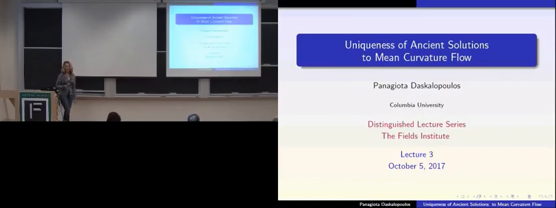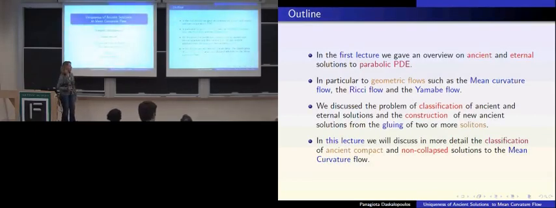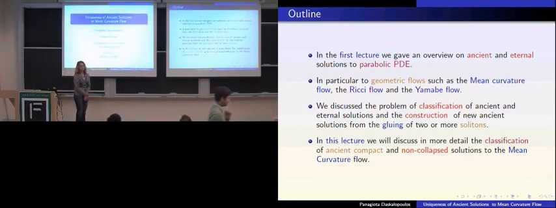So this is a little bit a continuation from the first lecture, where I gave an overview about ancient solutions and eternal solutions to geometric flows. For those of you who were not there in the first lecture, I'm going to say just a few words. And today I will discuss in a little bit more detail the problem of uniqueness of ancient solutions to mean curvature flow.